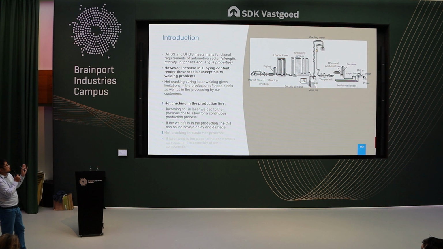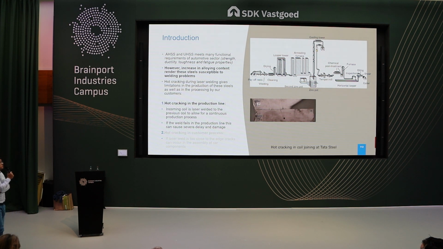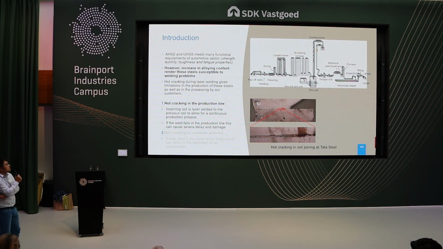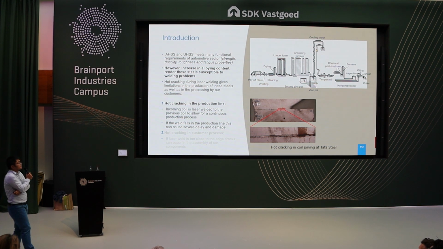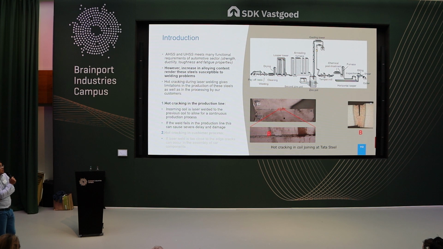On the right-hand side, you see hot cracking in our production line. It's a schematic picture of our production line: at the entry we use laser welding to join the incoming coils with the previous coils in order to allow continuous production. But from time to time, there will be failure of the weld. If you look at this image, your first impression would be maybe there is a misalignment that leads to a folding of the sheet.